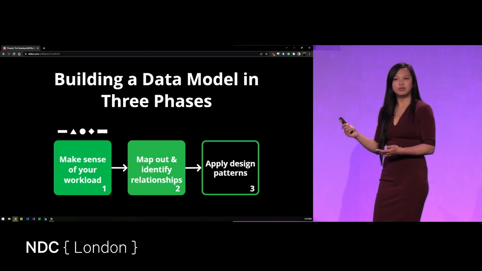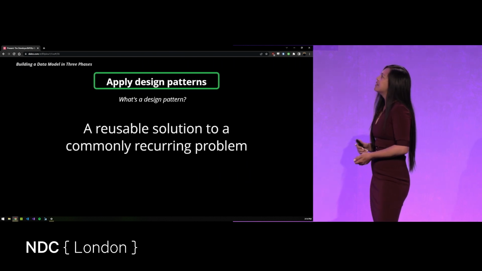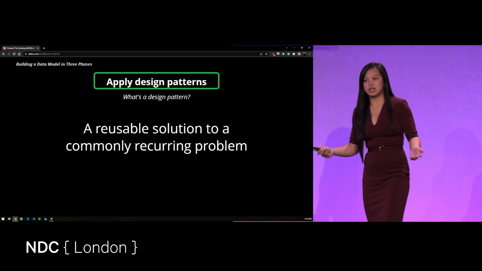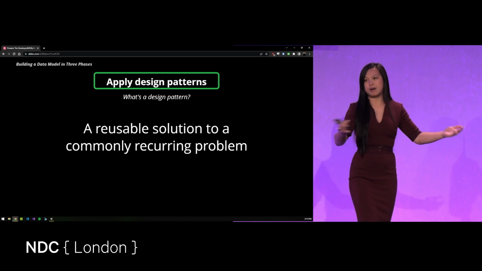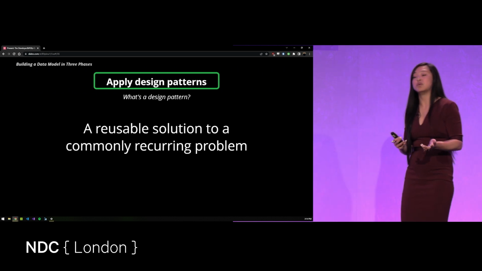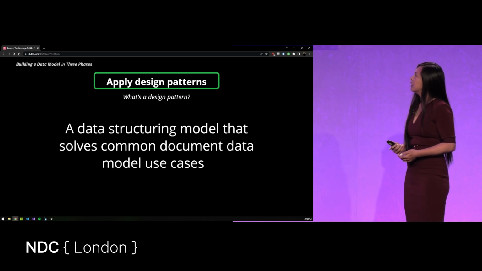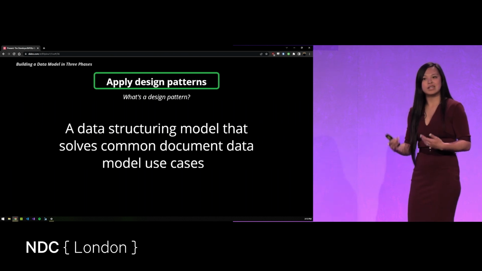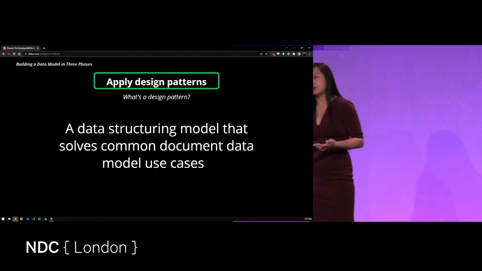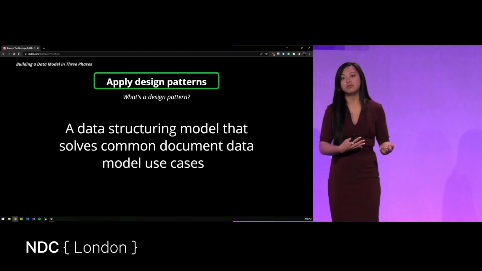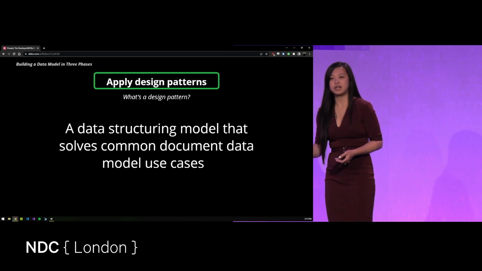So let's say we do go through and apply design patterns. Let's go through what those are. So what is a design pattern? In this particular case, it's a reusable solution to a commonly recurring problem, right? We have patterns in computer science, we have patterns when we are writing code, and it's very similar here when we are doing data modeling. So in this particular case, it applies to the data structuring model that solves common use cases. So depending on the type of application that we're creating, or depending on the problem that we are solving, there is a way to model the data that actually accounts for that specific problem.